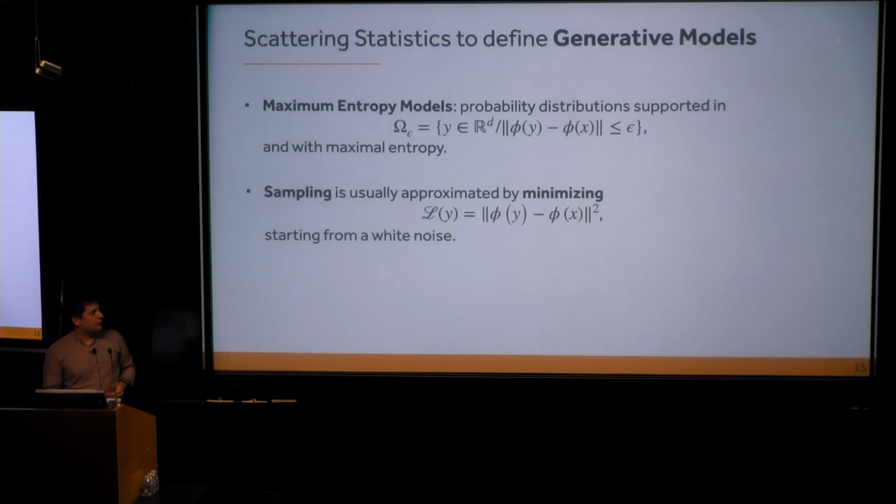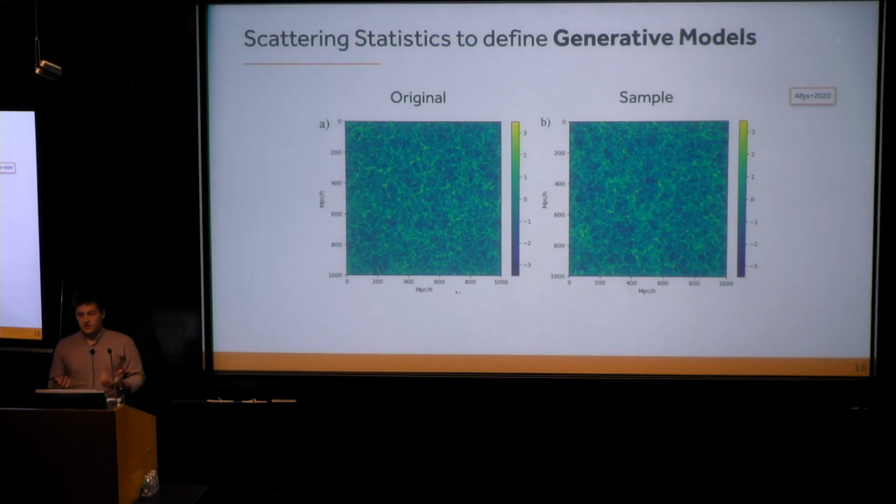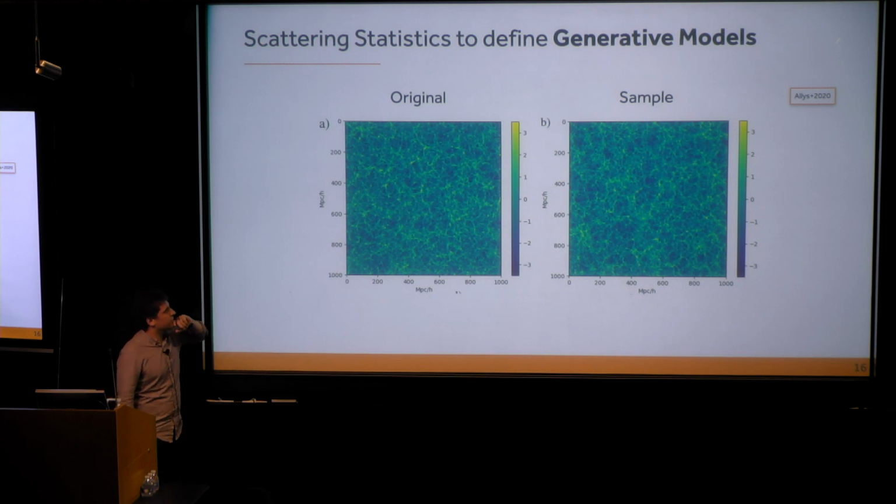And if you use this kind of model using wavelet phase harmonics statistics, so this is phi of x, then you can make realistic samples, realistic models of your data. Here I'm showing you an example of samples built from a generative model solely based on the original map on the left. It was a work led by Erwan Allys, Tanguy Marchand, and collaborators.